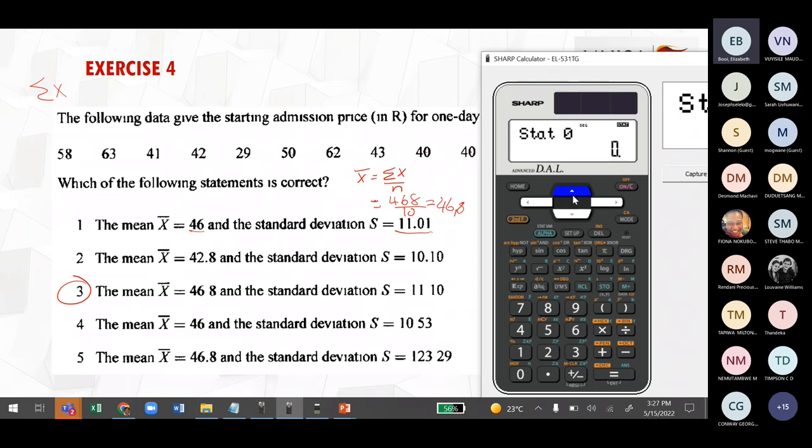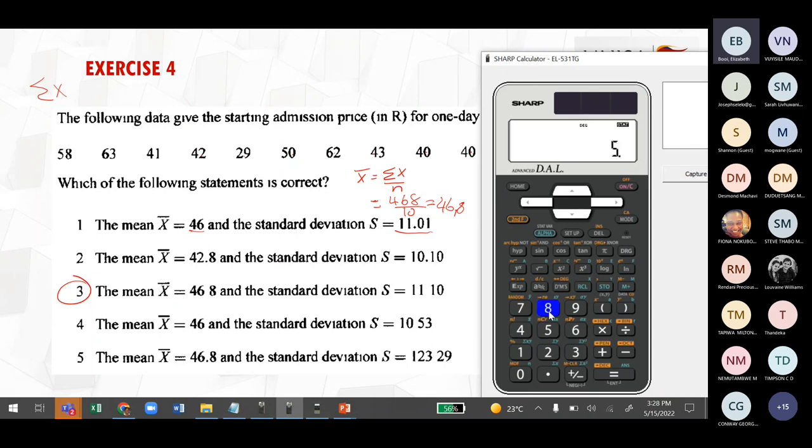And then in that case, you will have to start from scratch. And starting from scratch sometimes is just making sure that you press second function and CA to clear your calculator from any stored value and then start capturing again. But let's capture this data.